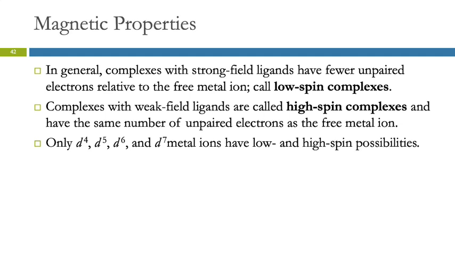And it's only metal ions with 4 or more d electrons that can have this splitting possibility. The high spin, low spin, is that a reference to the spin numbers of the electrons?